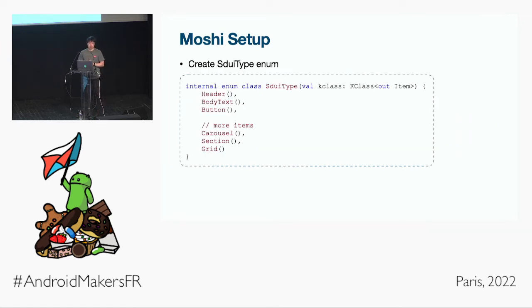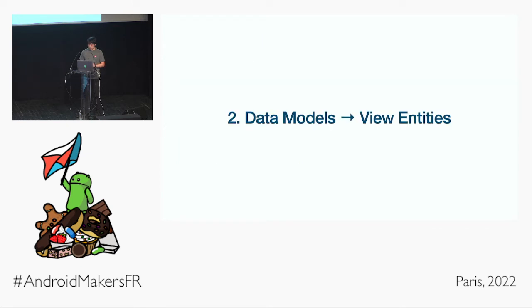So now, how is the Moshi setup? We need to find somehow to map the type of the component to the DTO. And the way that I'm doing it is I just create this enum. That's the header, body text, and then all the items. And then we just need to define inside what is the class that I need to map to the DTO. Then I just need to set up the Moshi to get this information. Header, you map to header DTO. Super simple, this part.